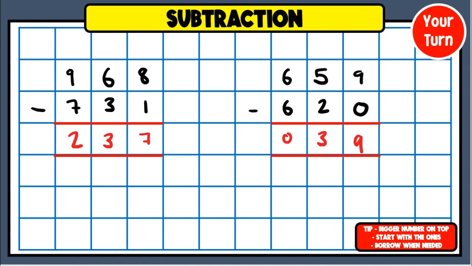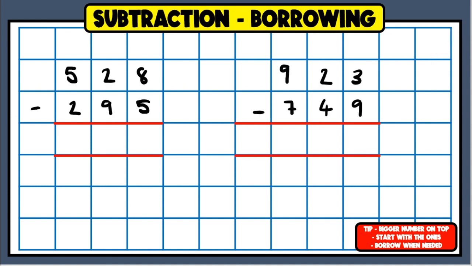Okay. So that is basic subtraction. Next, like I said earlier, we're going to look at borrowing. This is what trips us up the most sometimes. So we've got 528 minus, and we're going to take 295 away from it. Is the bigger number on top? 528, 295. Yeah, the bigger number's on top.